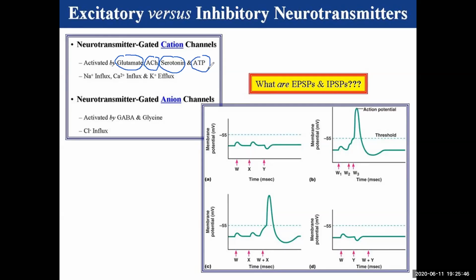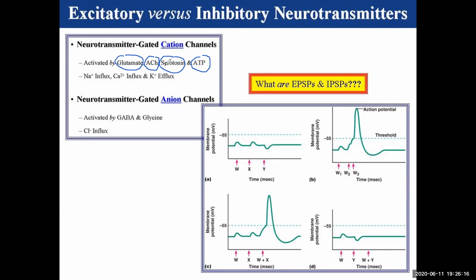And actually, my PhD thesis, that was my work, working on ATP-gated ion channels involved in pain perception. So I did clone a brand new ATP-gated ion channel. That was way back in the 90s when I did my PhD thesis. So that's an example of ATP being a neurotransmitter.